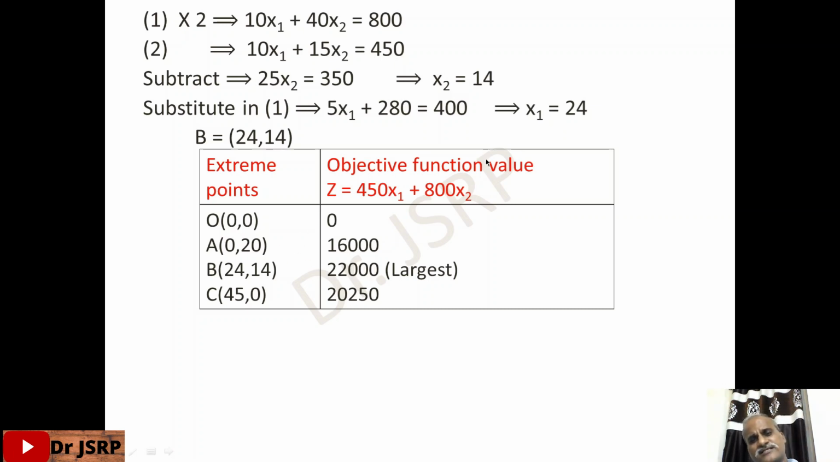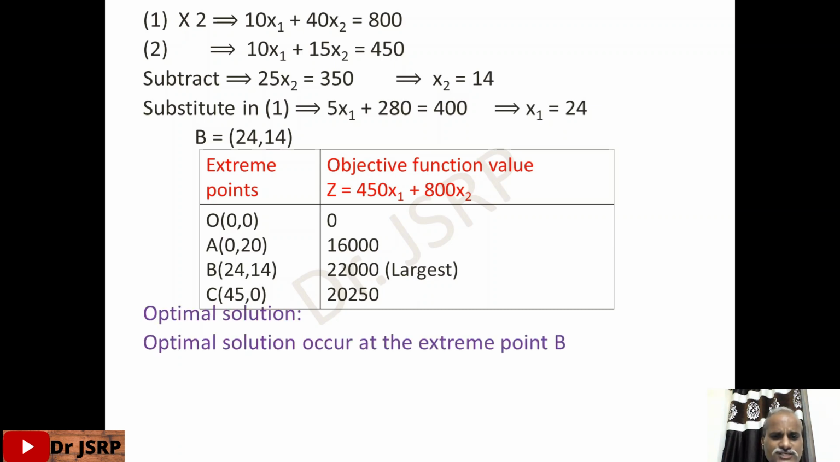Right, now since the objective function is a maximization problem, we consider the largest objective function value. So what is the largest objective function value? 22,000. Since the feasible region is bounded, we can take this largest value as the maximum value of the objective function. Okay, so the optimal solution occurs at the extreme point B.